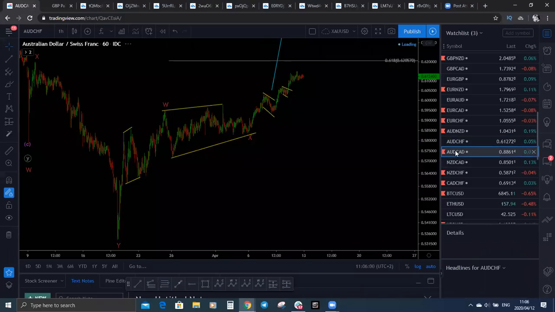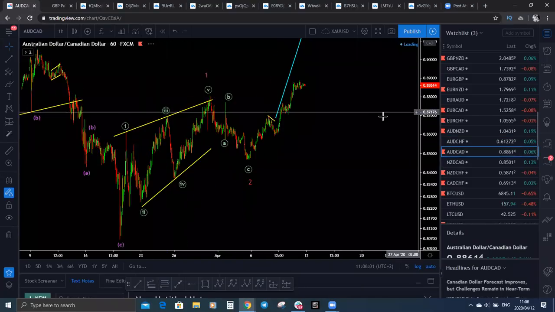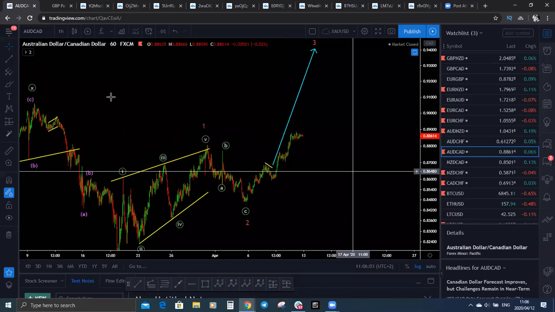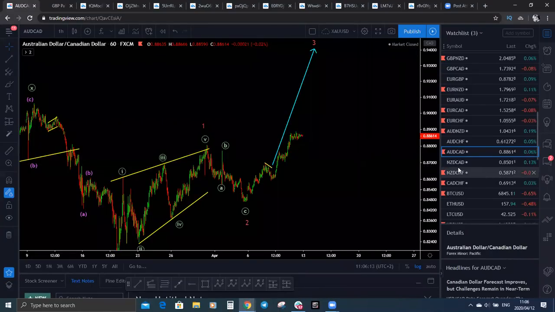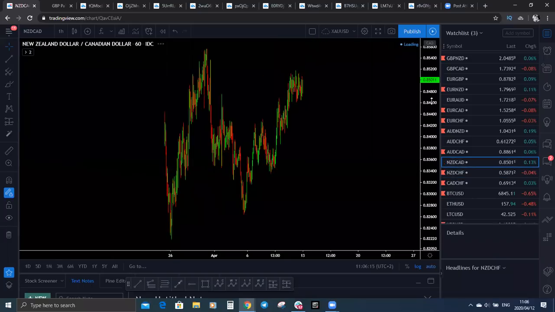These are very easy because you're just looking for these small flags for continuation. AUDCAD, you're just looking for these flags. This is another one. When it confirms, you take it up. That's all you do on the AUD pairs. AUD and the New Zealand pairs, they're looking strong.